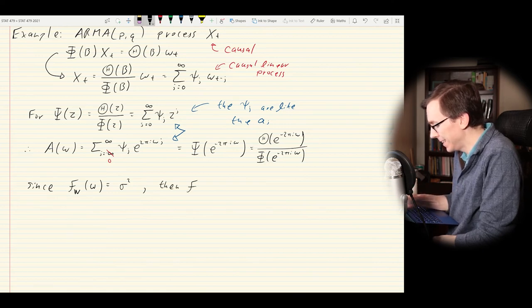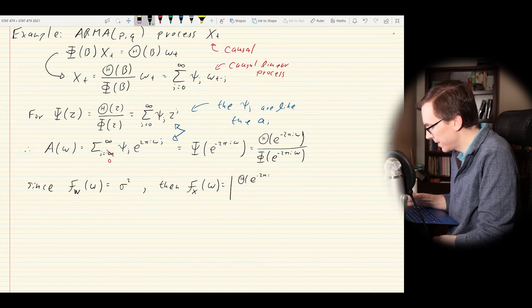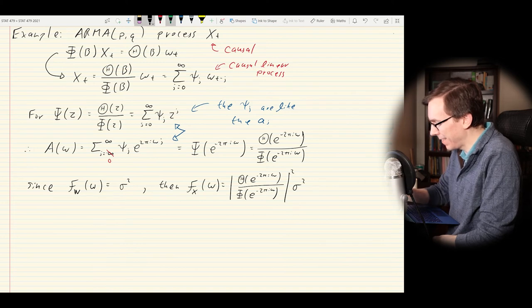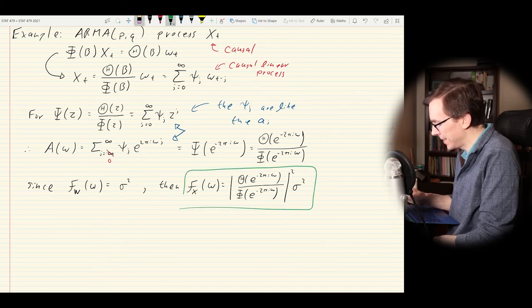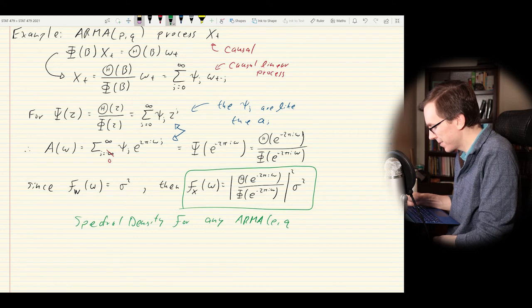So since that's true, the spectral density for my ARMA(p,q) process X is just going to be the squared magnitude of this ratio here, evaluated at the complex exponential. It's this whole thing squared times sigma squared. And thus we have the spectral density for any ARMA(p,q) process.